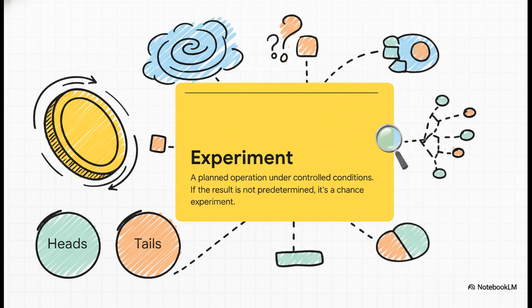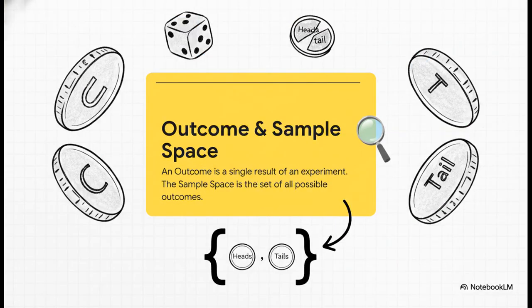The classic example, flipping a coin. You plan it, you do it, but you have no idea if it's going to be heads or tails. That, my friends, is a chance experiment. And every time you do one of those experiments, you get an outcome. So for that coin flip, the outcome is either heads or it's tails. Pretty straightforward. Now, if you make a list of all the possible outcomes, that list is called the sample space. For the coin flip, the sample space is just heads, tails.